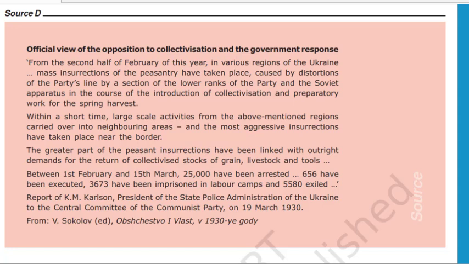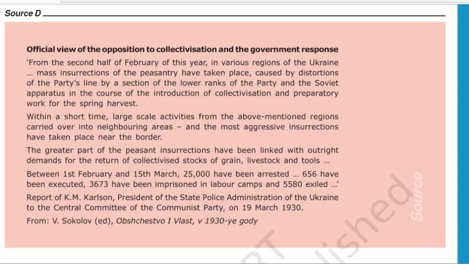The greater part of the peasant insurrections have been linked with outright demands for the return of collectivized stocks of grain, livestock and tools. Between the 1st of February and the 15th of March, 25,000 have been arrested, 656 have been executed, 3,673 have been imprisoned in labor camps and 5,580 exiled. Report of K.M. Carlson, President of the State Police Administration of the Ukraine, to the Central Committee of the Communist Party on the 19th of March 1930.